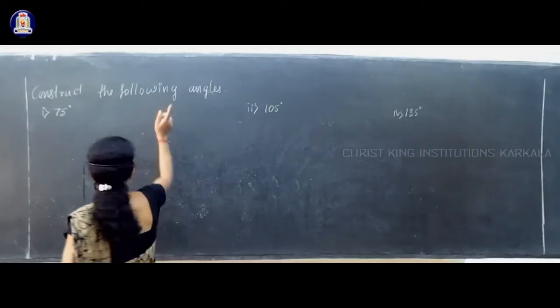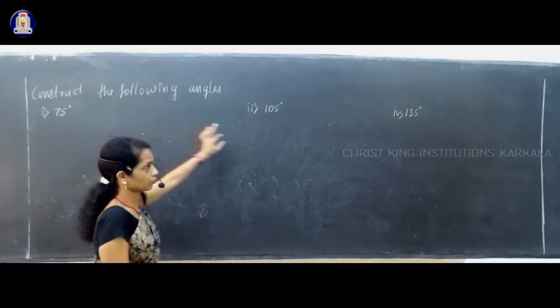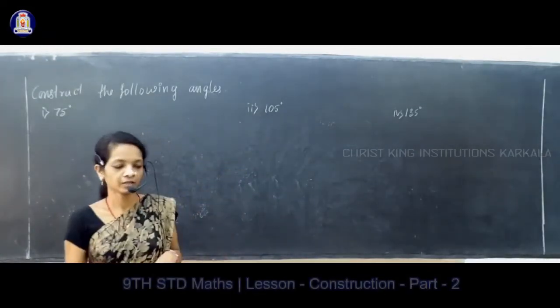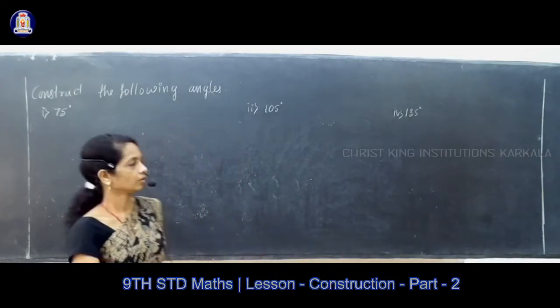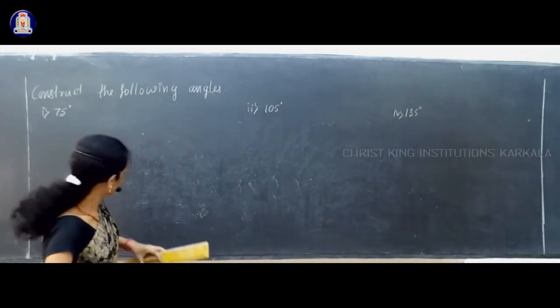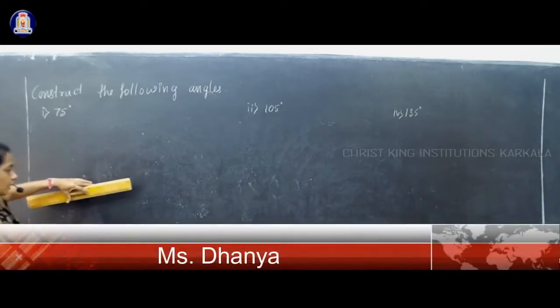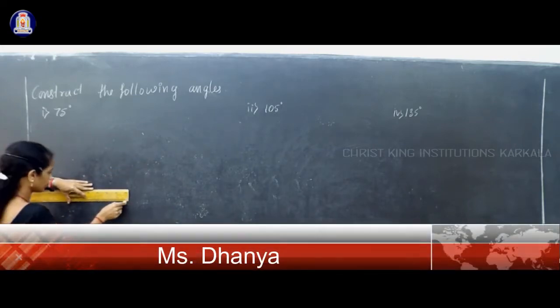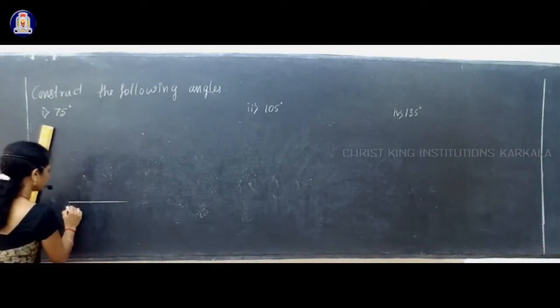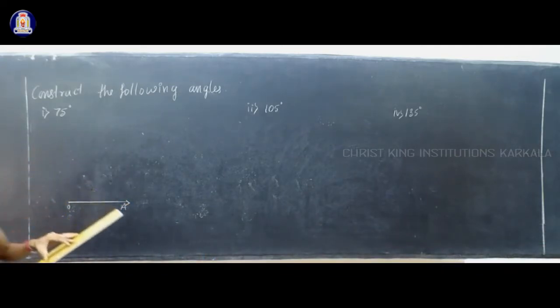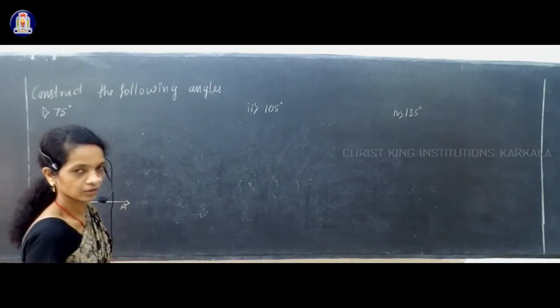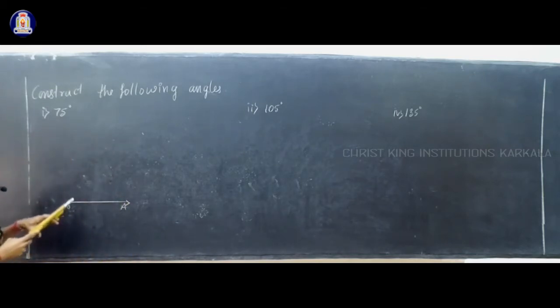Construct the following angles of 75 degree, 105 degree and 135 degree. These constructions are a little bit complicated. So here first you draw one initial ray OA, and the initial point of that we take as O, the ray OA. Now you construct first this 60 degree.